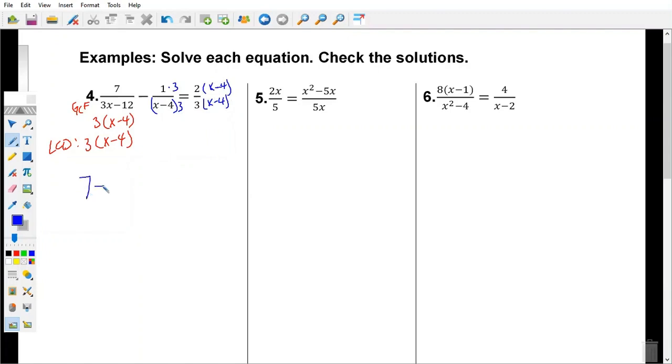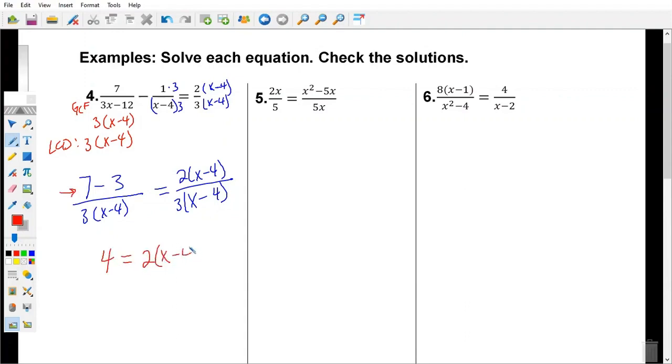So we have 7 minus 3 all over 3 times x minus 4 on the left side equals 2 times x minus 4 all over 3 times x minus 4. And now my denominators are the same. So in order to solve, I just have to worry about the numerator. So 7 minus 3 is 4. So we get 4 equals 2 times x minus 4.